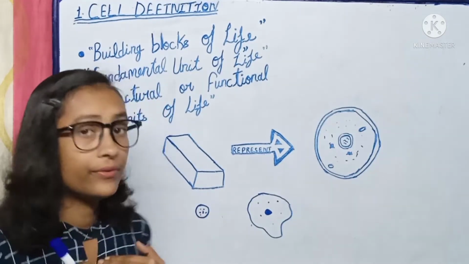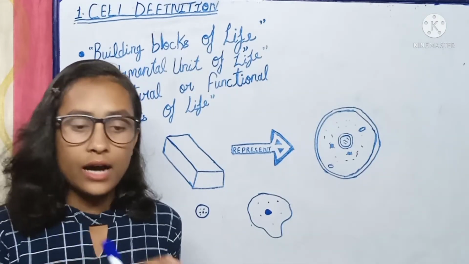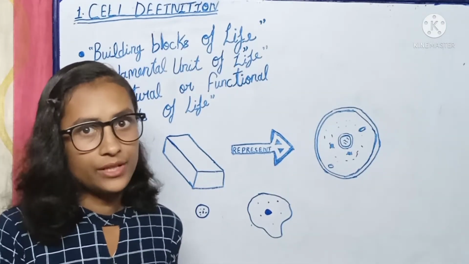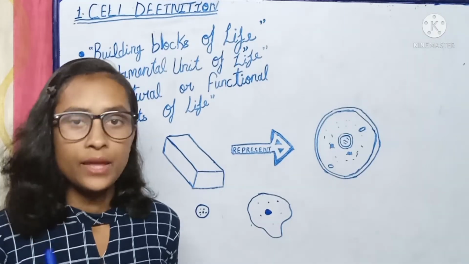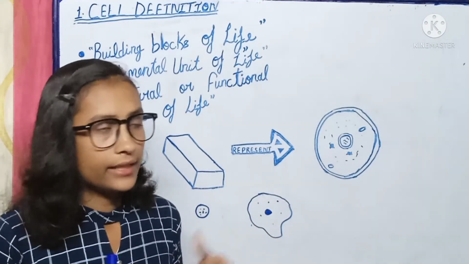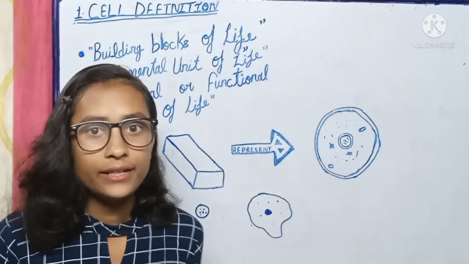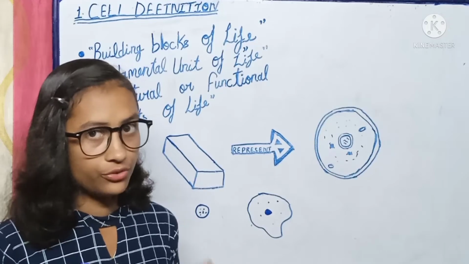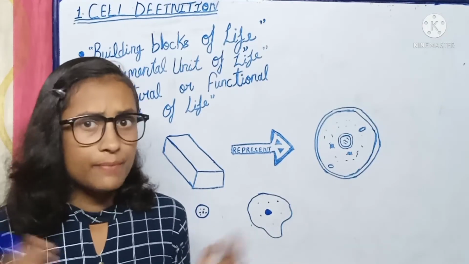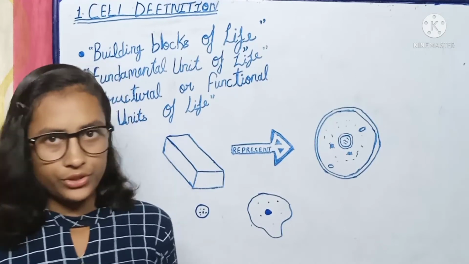Even we human beings are made up of only one cell. Our life starts with a single cell. That's why it provides a structure, and that's why it is called the structural unit of life. And now why is it called the smallest unit of life? Because it is the smallest in our life. So that's why it is called the smallest unit of life.